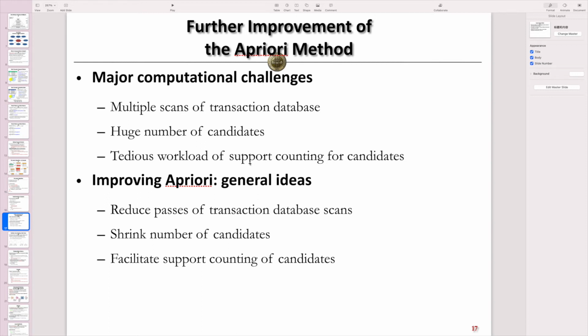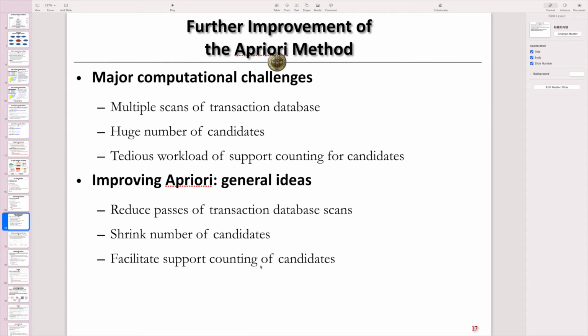We may have some ideas to further improve the Apriori algorithm, and in this page we show you some general ideas. For the first challenge, we may consider reducing the passes of the transaction database scans. Before, we had to scan the database in each iteration. However, here we may consider reducing the passes of the scans. Also, we mentioned we have a huge number of candidates, and we may consider shrinking the number of candidates as well. As to the counting process, we may consider some methods to facilitate the support counting of candidates.